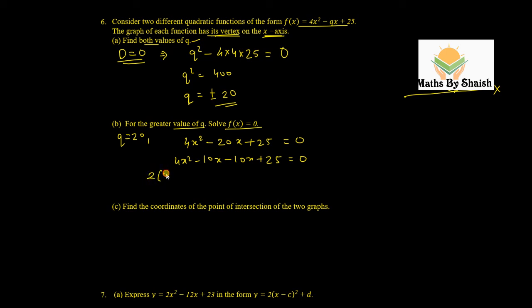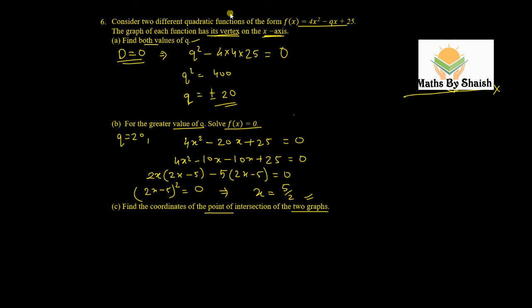I'll take 2 common, so we are left with 2x minus 5 from here. Again 5 common, so it is 2x minus 5. So we got 2x minus 5 whole squared is equal to 0, which means they are equal roots, and equal roots means x is equal to 5 over 2. So this is the solution of f(x) equals 0 for q equal to 20.